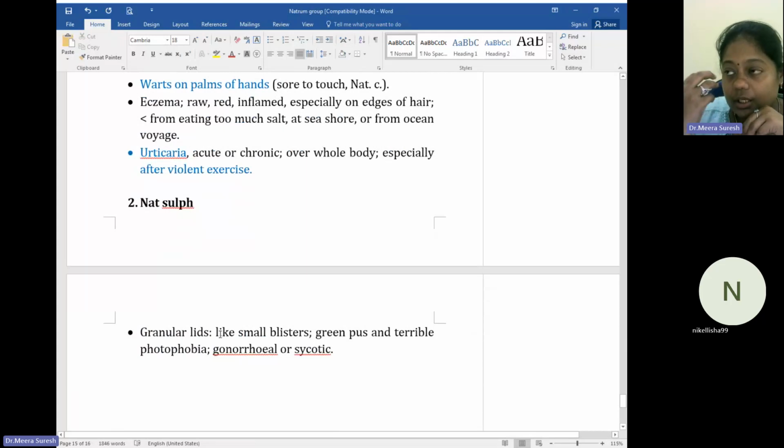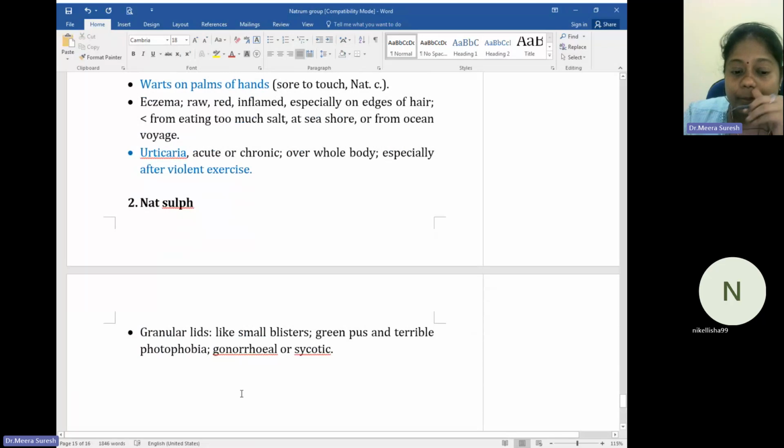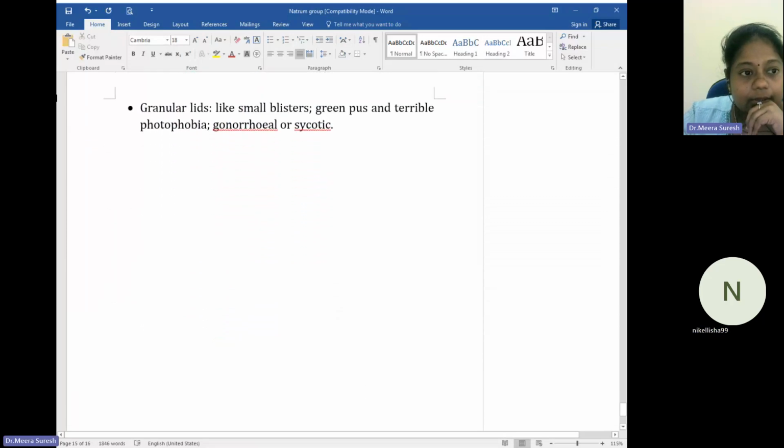Then natrum sulph, it is simply connecting to the gonorrheal feature, the granular eyelids, like small blisters, and from that ophthalmia neonatorum, like what is studied in argentum nitricum, the same psychotic symptom. So natrum sulph also has granular eyelids, like small blisters, and green pus coming out. So same ophthalmia neonatorum. There will be photophobia, and that is gonorrheal or psychotic. So that is with our Natrum group.